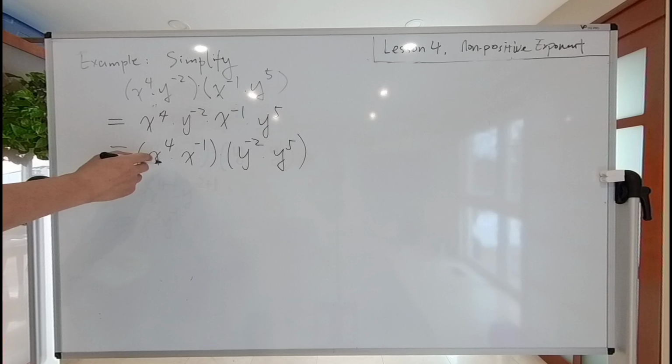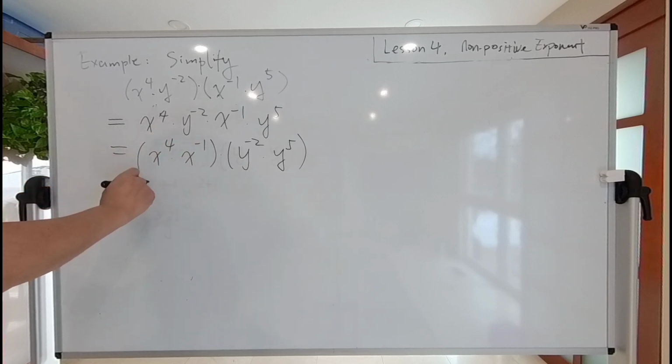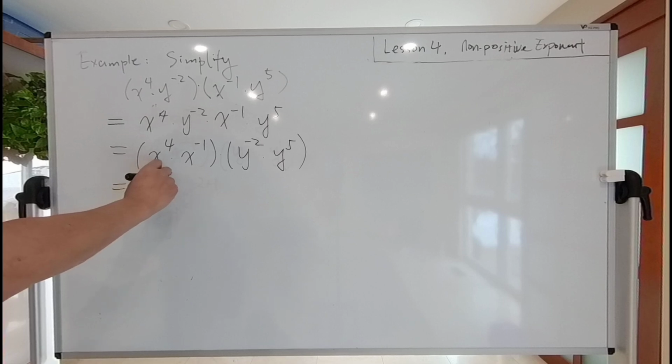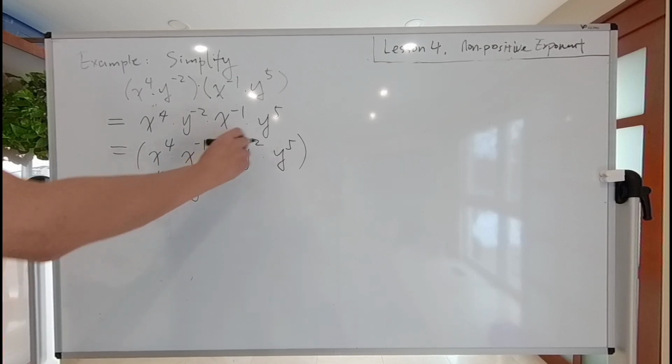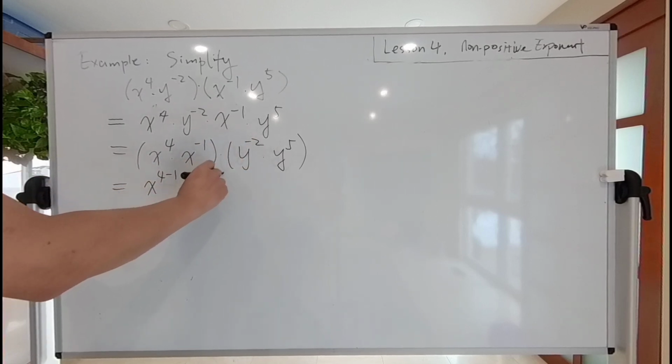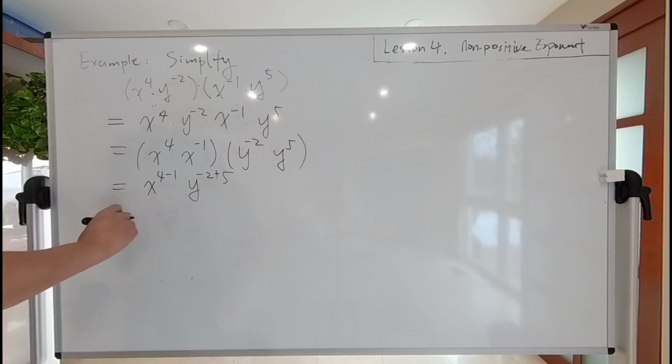And now you have the same base, so you can add the powers together. This becomes x to the power of 4 minus 1, and this is y to the power of minus 2 plus 5. And then it can eventually be simplified to x cubed times y cubed.